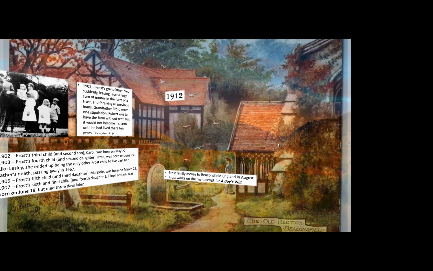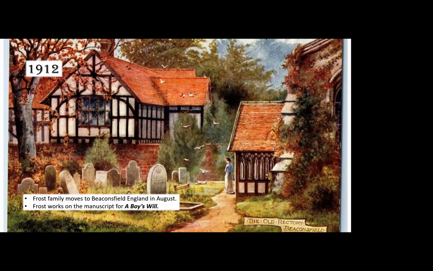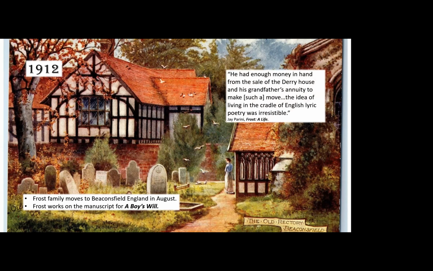Well, after Frost tried out several teaching positions across New Hampshire, the Frost family moved lock, stock, and barrel to Beaconsfield, England. I have a little picture there on your screen. They moved there in August of 1912 so that Frost could study and compose poetry. He had lived in the Derry house for 10 years, just like he promised his grandfather, and then he sold it. He had enough money from the sale of that house and his grandfather's annuity to make such a move.